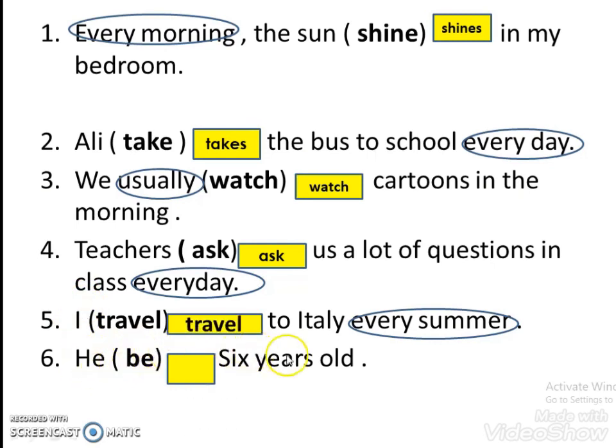He be 6 years old. We said be is either is, am, or are in the present. For I, we take am. He takes is. She takes is. It takes is. For they, we, you, we add the linking verb are. Now be. Before be we have he. So what should we add? Is. He is 6 years old.